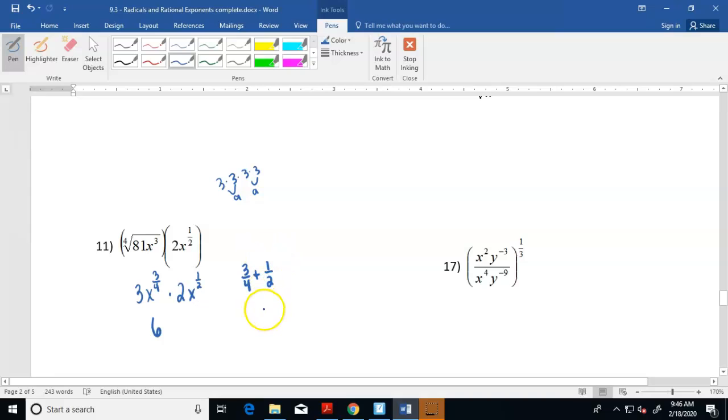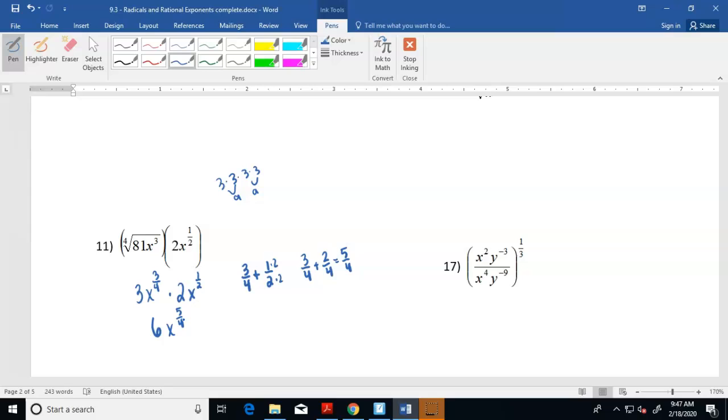Those do not have common denominators. So Tristan, what would we do to get common denominators? You can do it that way, or you could just multiply this one right here by 2. All right. And what do you get when you add those together, Tristan? Very good. And so we would have x to the 5/4. Okay, questions on 11?